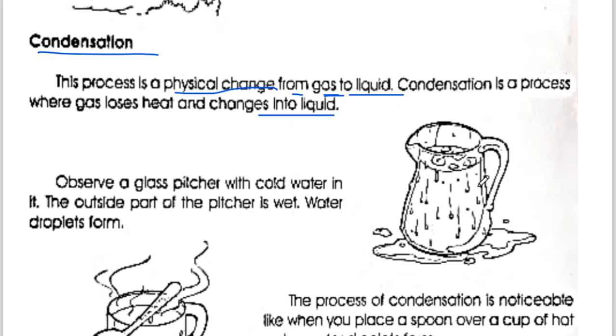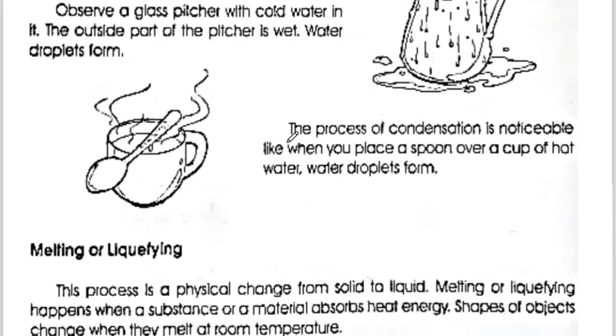That is now condensation. The process of condensation is noticeable like when you place a spoon over a cup of hot water, water droplets form. Just like for example in here, when you place a spoon over a cup of hot water, water droplets form in here. Okay?